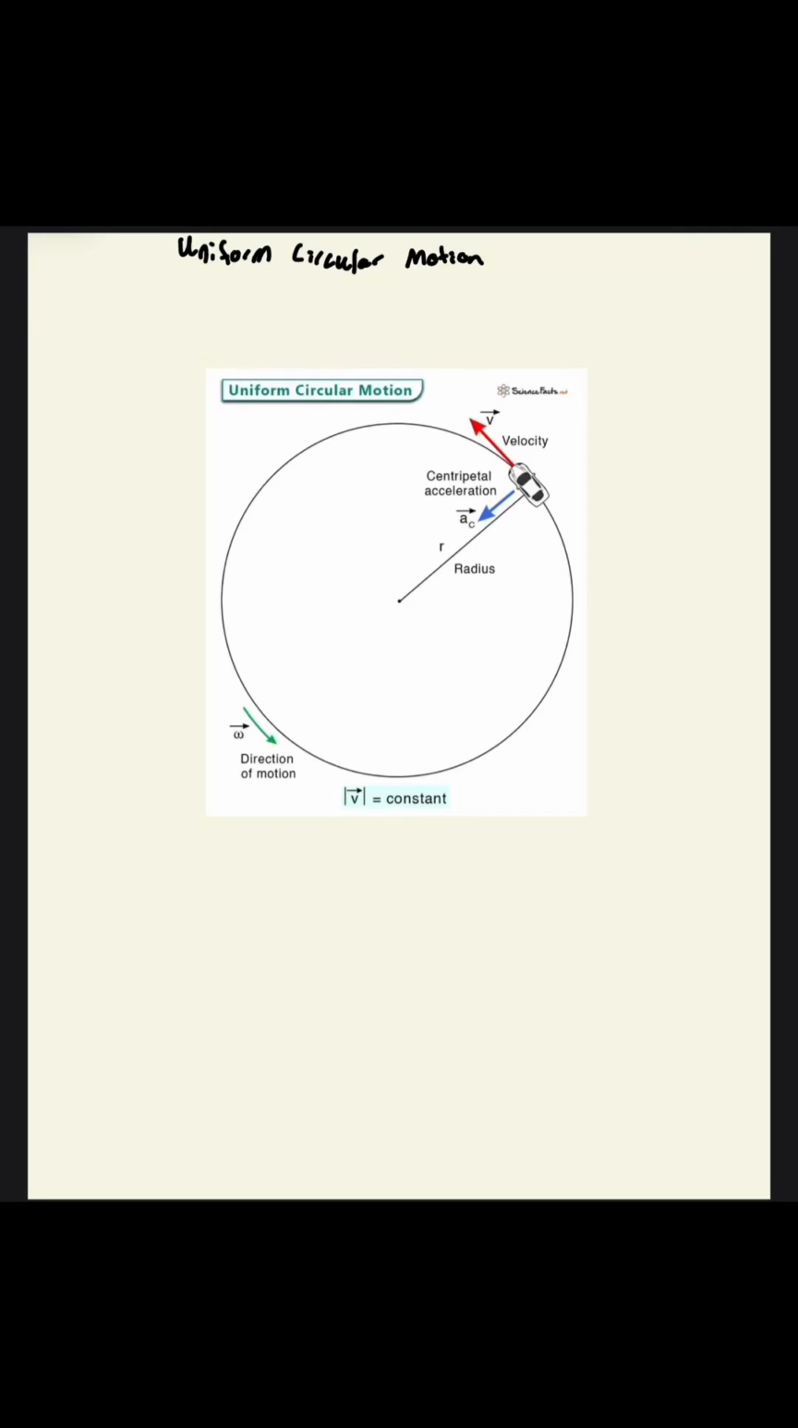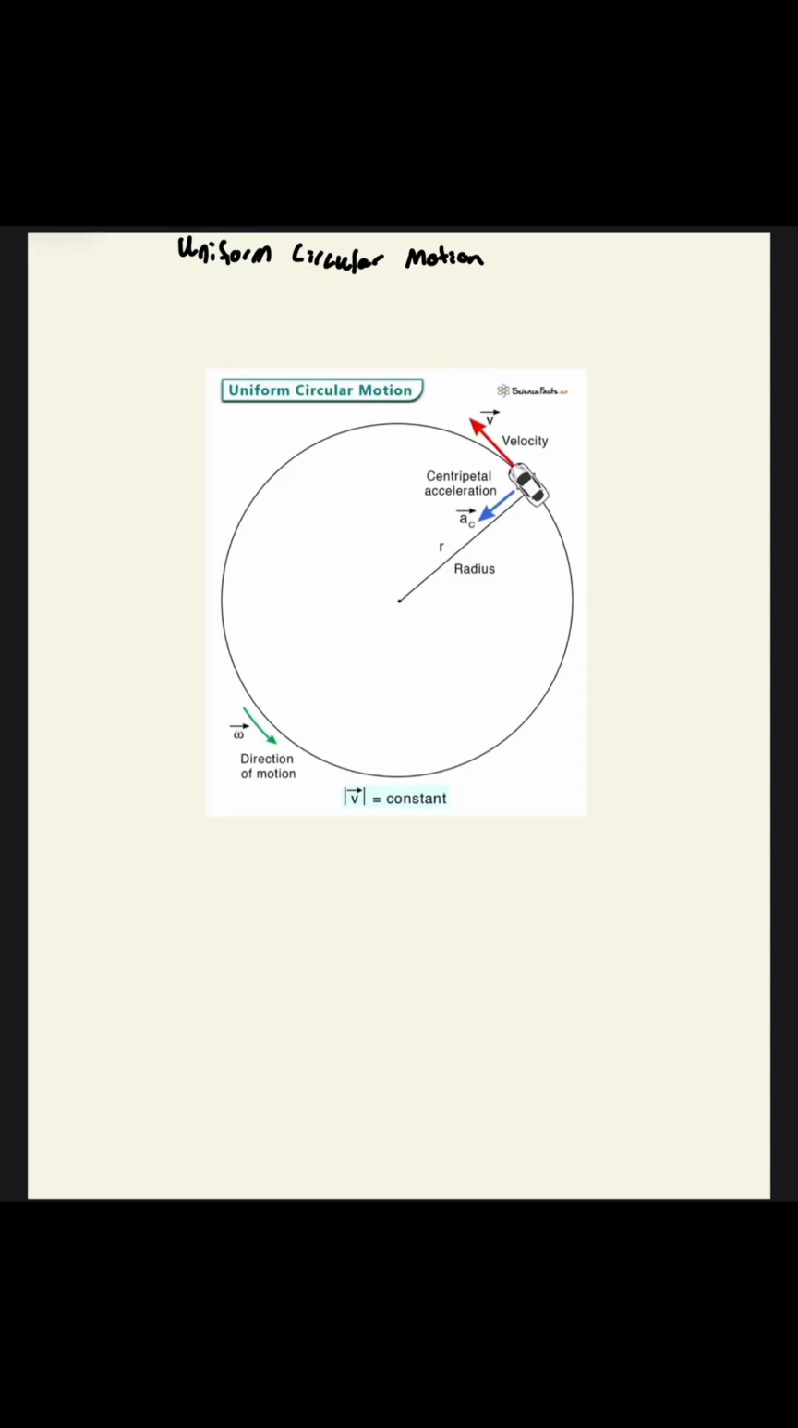Right, hello everyone. Today we're going to be talking about uniform circular motion. So an object moving in a circle at constant speed is still accelerating. Understanding why is the foundation of uniform circular motion. So what is uniform circular motion? Uniform circular motion describes the motion of an object traveling in a circular path at constant speed.